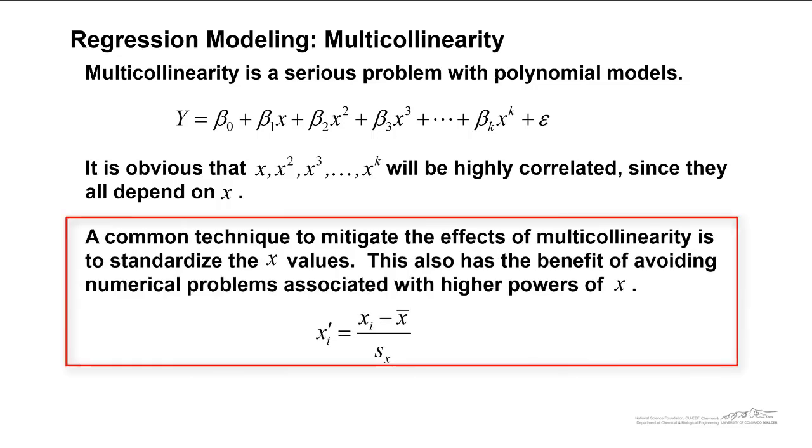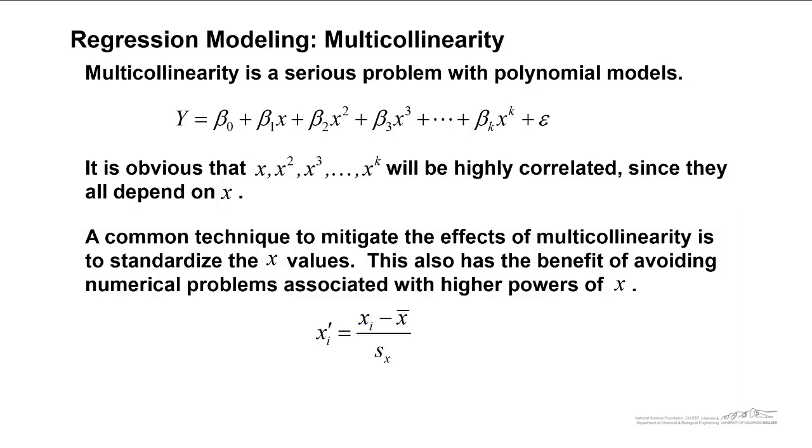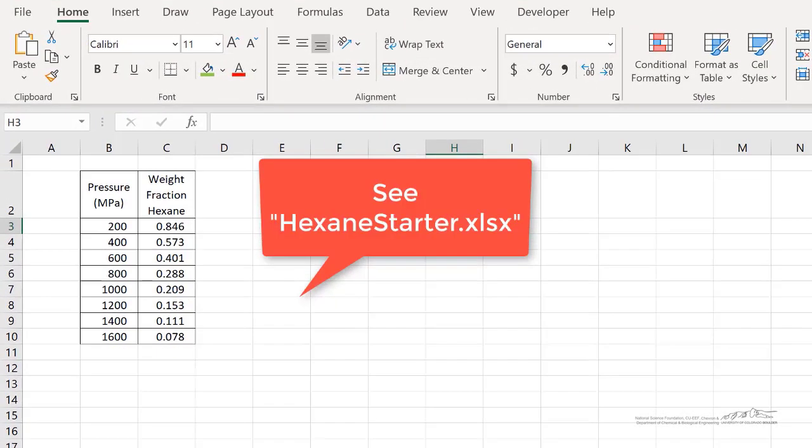A common technique to mitigate the effects of multicollinearity is to standardize the x values. This also has the benefit of avoiding numerical problems associated with higher powers of x, and I'll go through this in a minute. We can standardize, where xi prime represents our standardized x value. It's similar to how you've standardized variables when you convert x bar to z when we're talking about the standard normal distribution. So we take each x value, subtract the mean of x, and divide by the standard deviation of x.